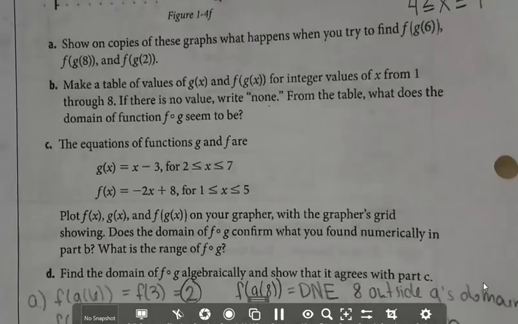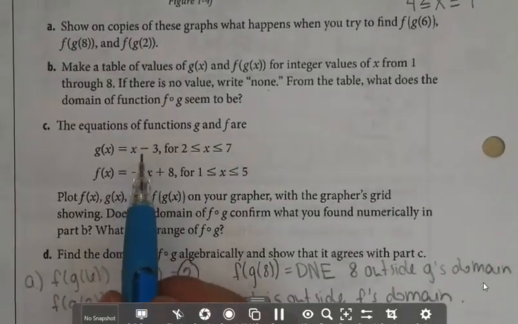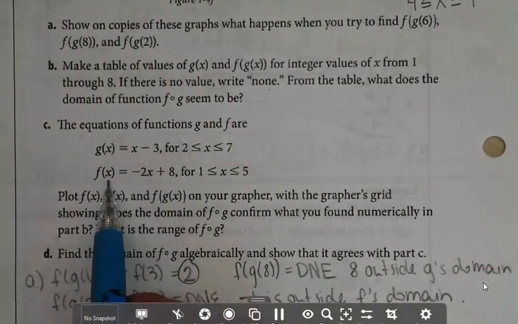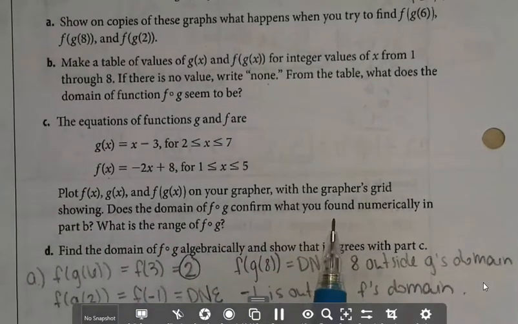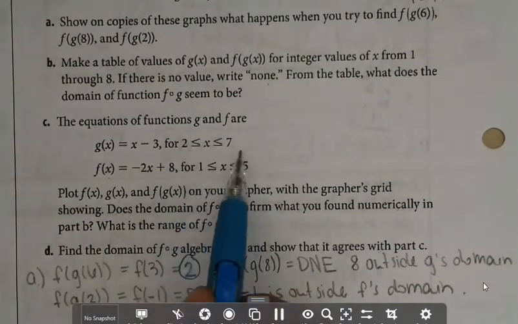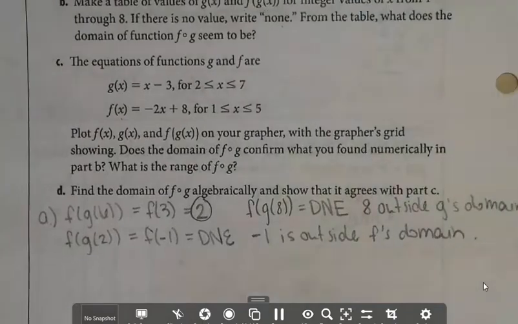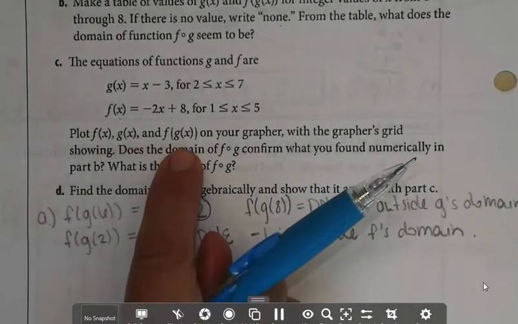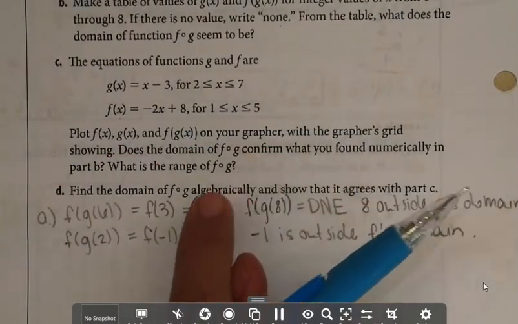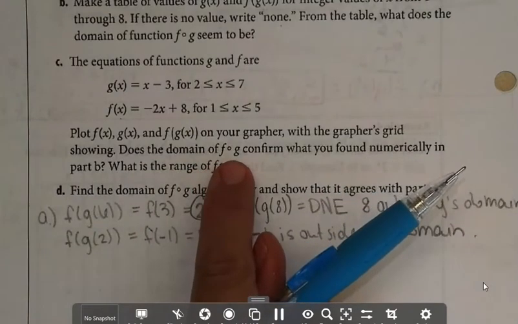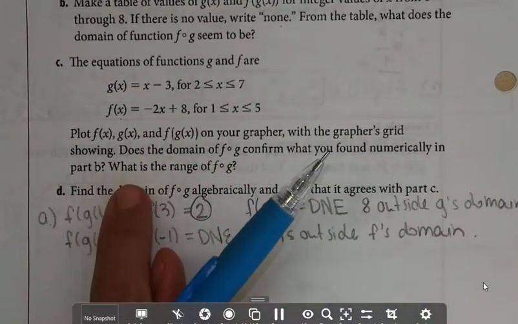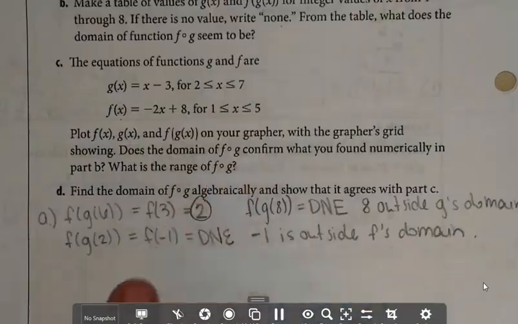All right, moving on to C. Here are our equations for g of x and f of x. That was nice of them. They didn't make us come up with it. And then they've given us our restricted domains. We have to plot f of x, g of x, f of g of x on our grapher. Does the domain of f of g confirm what you found numerically in part B? What is the range of f of g?